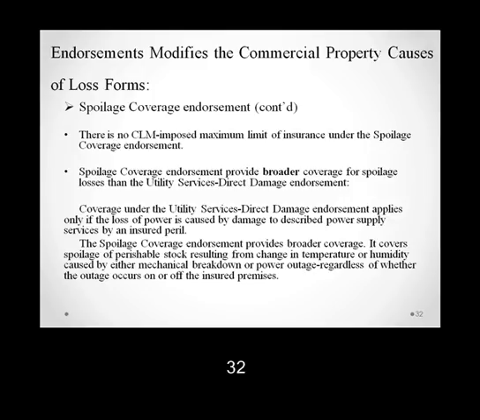Now, the CLM refers to the Commercial Lines Manual. Before 2008, the Commercial Lines Manual had a policy limit of $50,000 per location. Now, such restriction has been removed, so it can go up to any type of limit as long as it is specified in your insurance coverage.